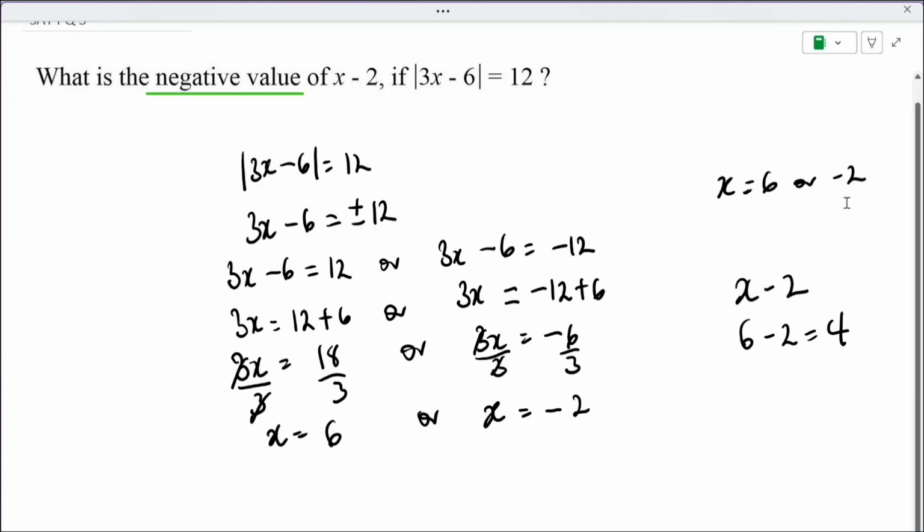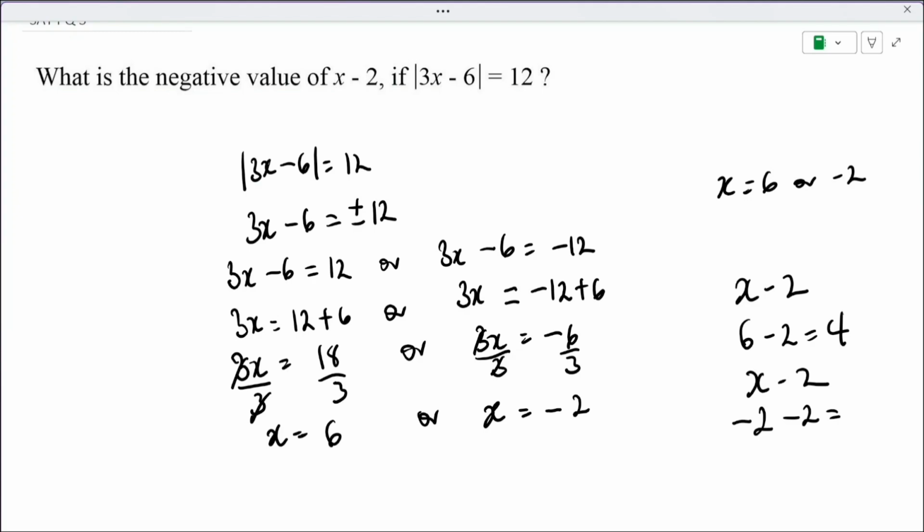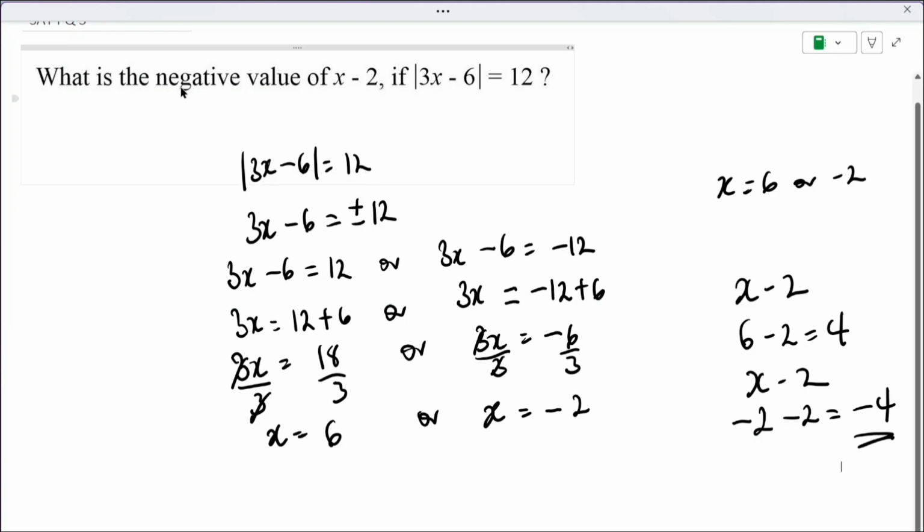So let's take x as minus 2. So we have x minus 2. Taking x as minus 2, we have minus 2 minus 2. Negative 2, negative 2. You're owing 2, and you're owing another 2. You're owing 4 in total. So your answer is negative 4. So the answer to this question is actually negative 4. Hope you understand. Because the question says the negative value. If you were asked for the positive value, it will be plus 4.